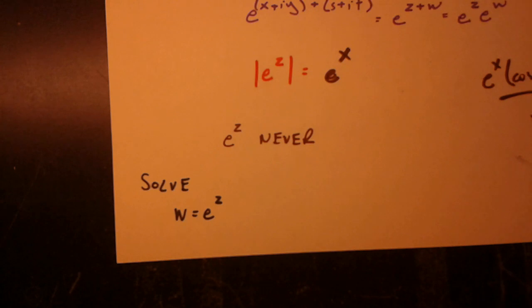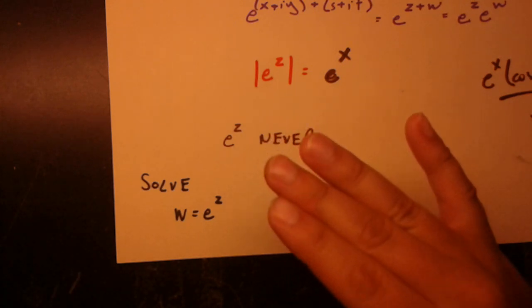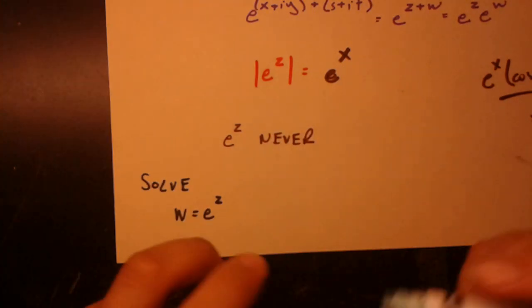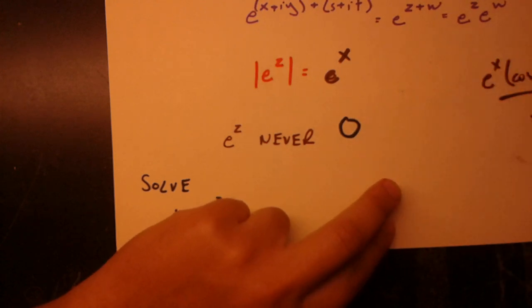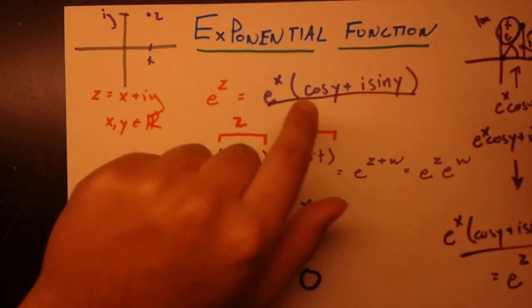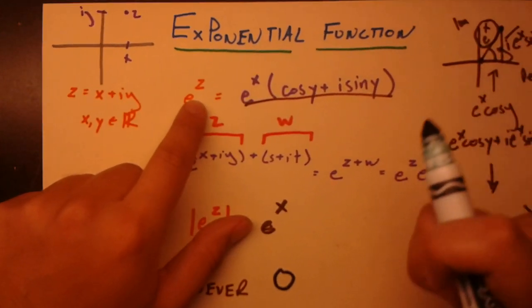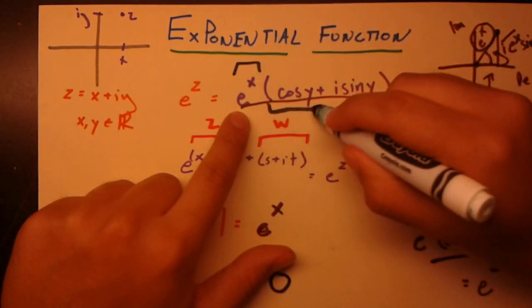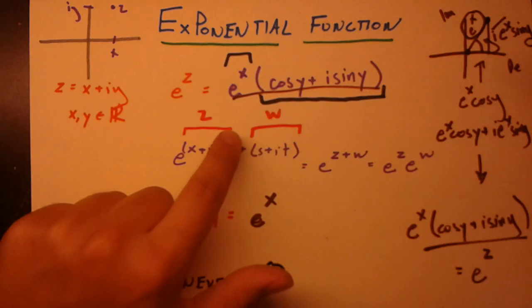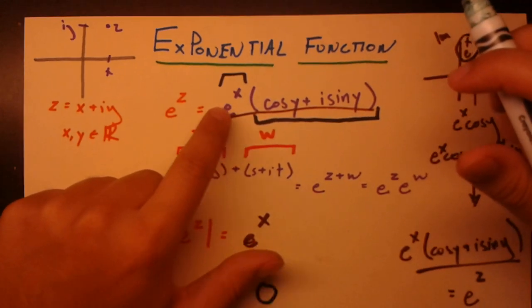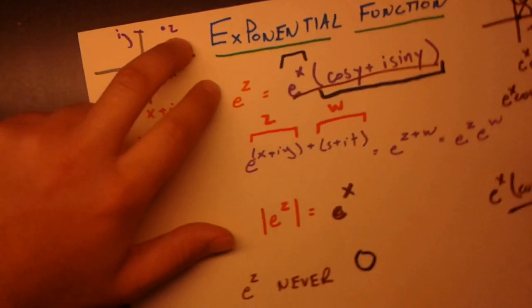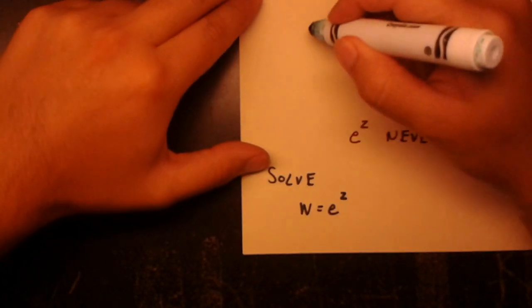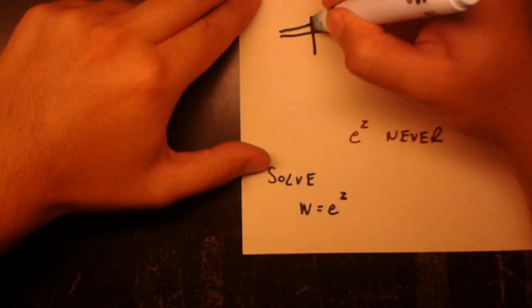The next thing to keep in mind is right here. e to the z can never be what? It can never be 0. And to convince ourselves of this, let's see. If e to the z were to be 0, then one of these components would be 0. Either e to the x is 0, or cosine y plus i sine y is equal to 0. Is e to the x ever 0? Well, we know from real numbers that that's not true, because if we draw a little graph of e to the x, it looks like this, remember?